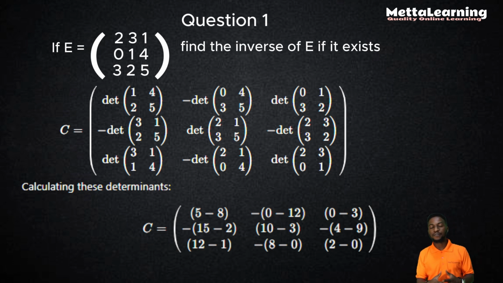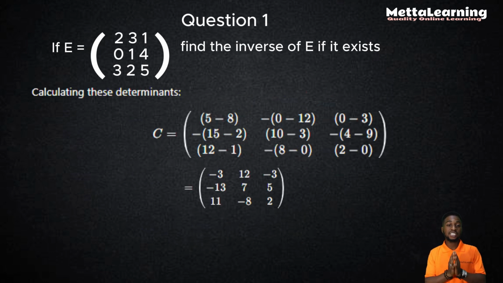When we simplify these values, we have the matrix of cofactors C, and I'll be calling the values in rows. The first row will be minus 3, minus 13, 11, and the second row will be 12, 7, and minus 8. Going to the third row, that will be minus 3, 5, and 2. What we just did is find the matrix of cofactors C. So now let's find the adjugate.